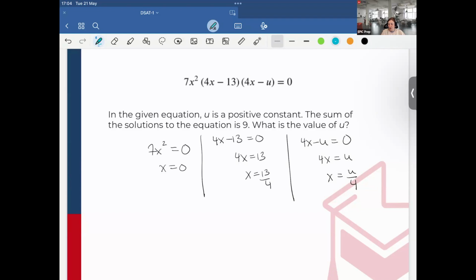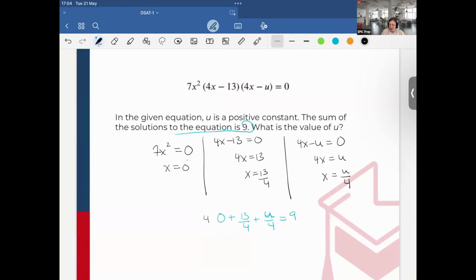Okay, so now I can take all these solutions. So 0 plus 13/4 plus u over 4, and they're all equal to 9. That's u. Okay, and then to make my life easier, I'll multiply each side by 4. In doing so, this will cross out the denominators here. So I have 13 plus u is equal to 36. Subtract 13 from each side, and that gives me my answer, 23.